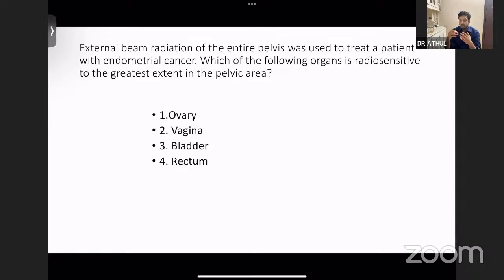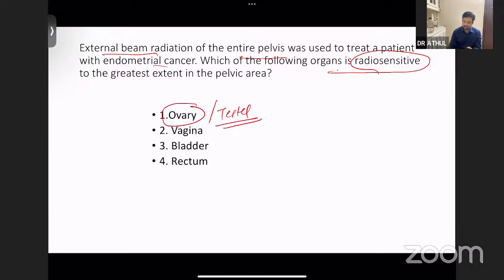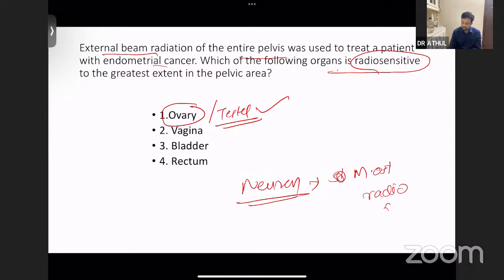So the thing is, hazards of radiation is very, very important. Here you can see for a pelvis, external beam radiation is given for endometrial cancer. Which of the following organs is most radiosensitive? You know, rapidly dividing cells will be the most radiosensitive. We all know ovaries and testes are rapidly dividing organs, so they are most radiosensitive, whereas neurons in the brain are slow, they won't divide, so they are very much radio resistant. Ovary, bone marrow, all these are very much radiosensitive.